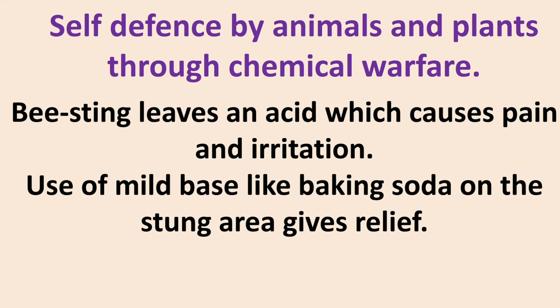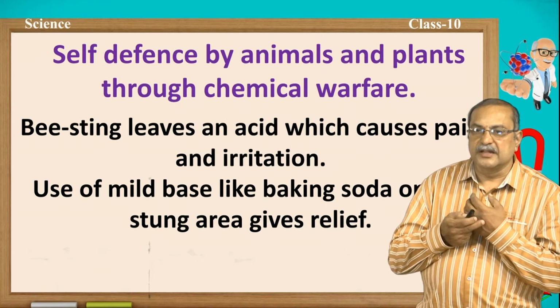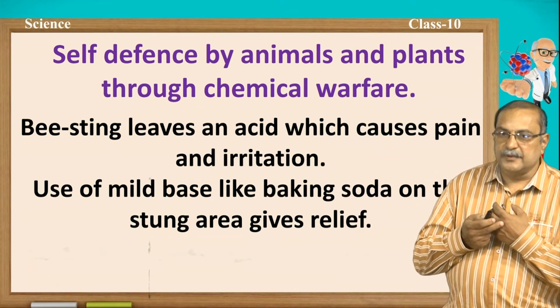So, this is how it is in man, but in plants and animals also we can see self defense through chemical warfare, as we say. You are familiar with the bee sting, no? When the bee is going to sting the body, what will happen? It has a sharp needle like structure which will sting into the skin and it leaves an acid which causes pain and irritation. Immediately we are going to get a red mark, irritation will be there and it is going to be swollen up.